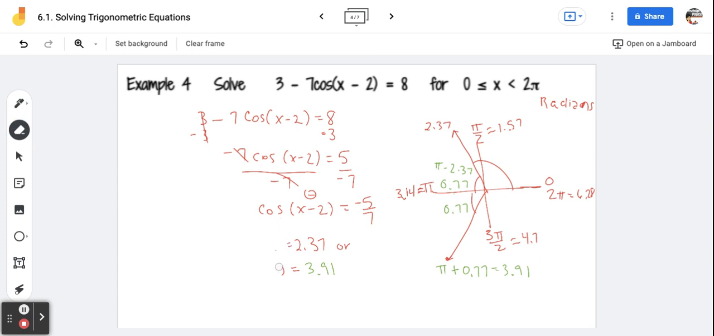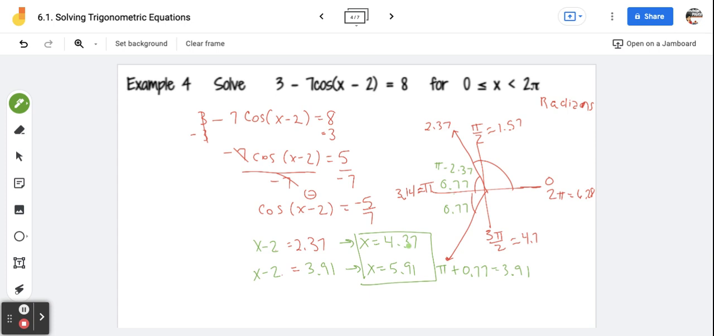So it's x minus 2 that is equal to each one of these. So x then would equal 2.37 plus 2, which would be 4.37. And here x would be 3.91 plus 2, so it'd be 5.91.